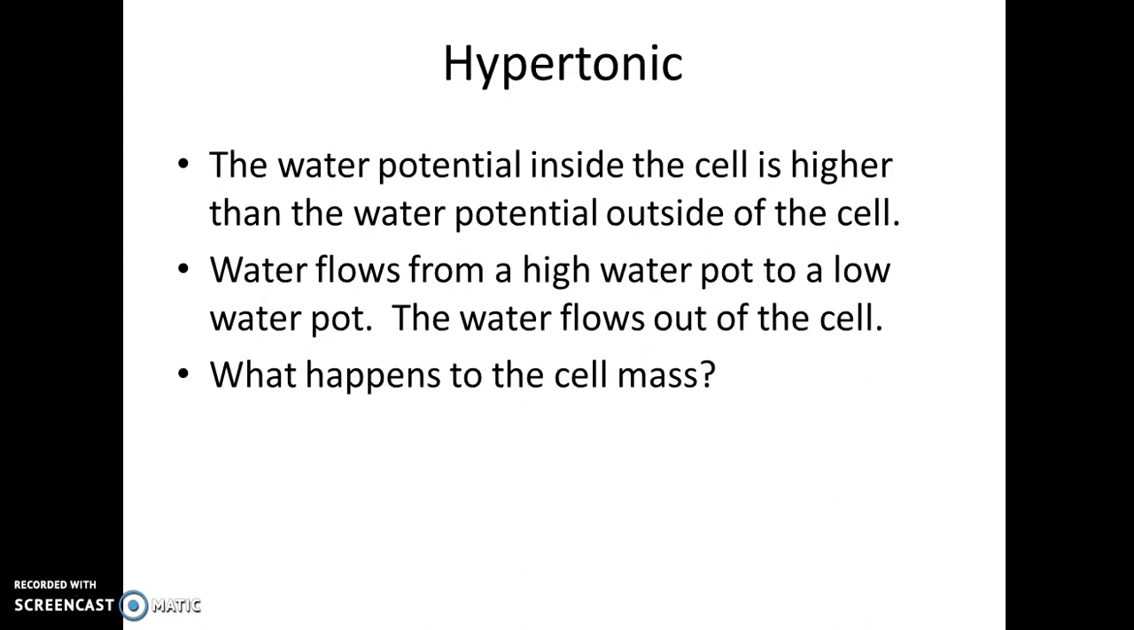So what makes the water potential higher outside of the cell? Lower outside of the cell, right? The water potential is lower on the outside of the cell. What makes that water potential lower on the outside of the cell? That means there's a higher concentration of solute outside of the cell. So the water will flow out of the cell in order to help equalize the water potential.